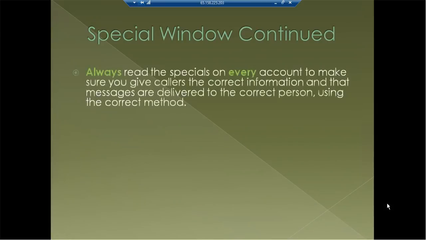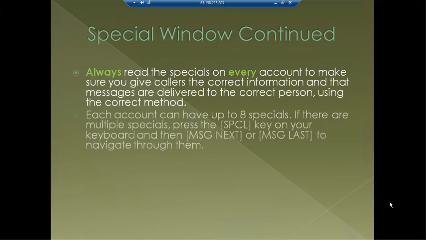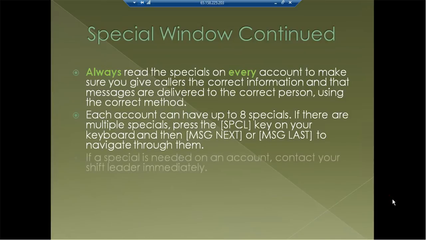Always read the specials on every account to make sure you give callers the correct information and that messages are delivered to the correct person using the correct method. Each account can have up to 8 specials. If there are multiple specials, then press the special key on your keyboard and then message next or message last to navigate through them. If a special is needed on an account, contact your shift leader immediately.